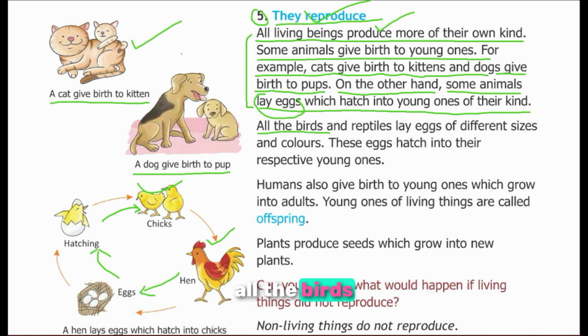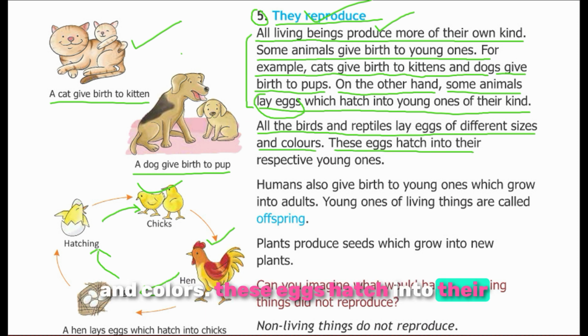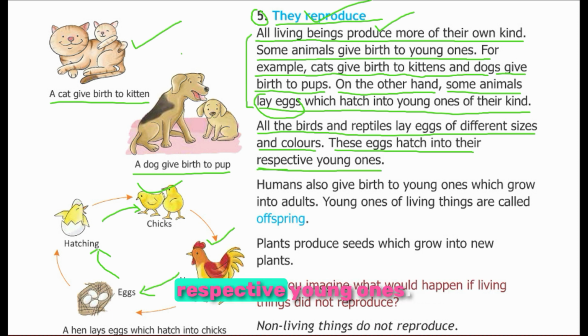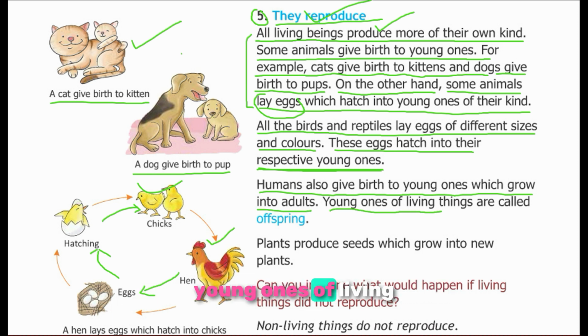All birds and reptiles lay eggs of different sizes and colors. These eggs hatch into their respective young ones. Humans also give birth to young ones which grow into adults. Young ones of living things are called offspring.